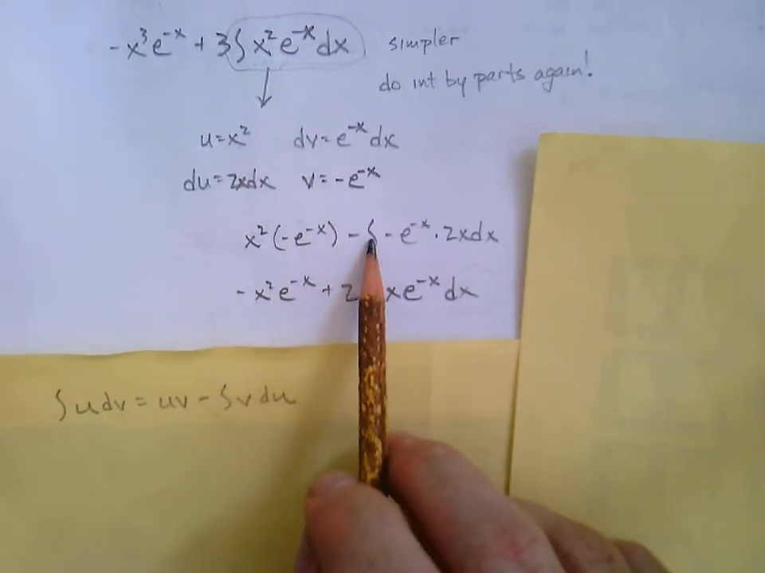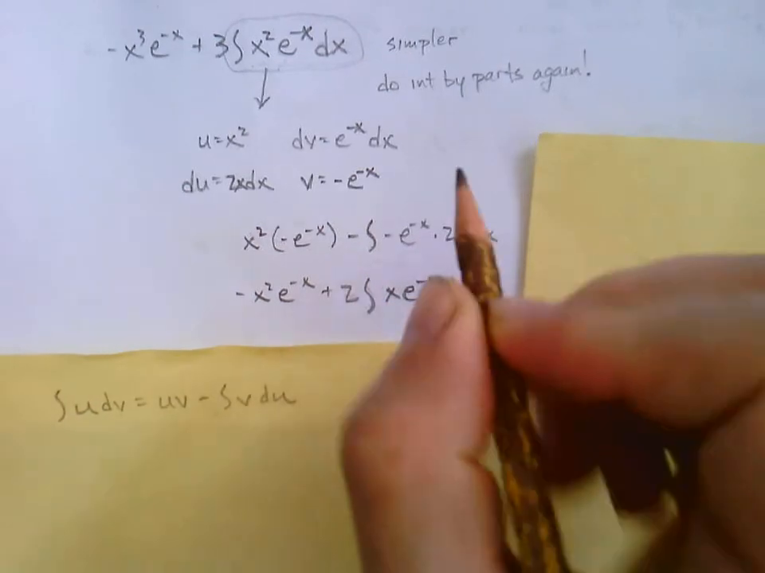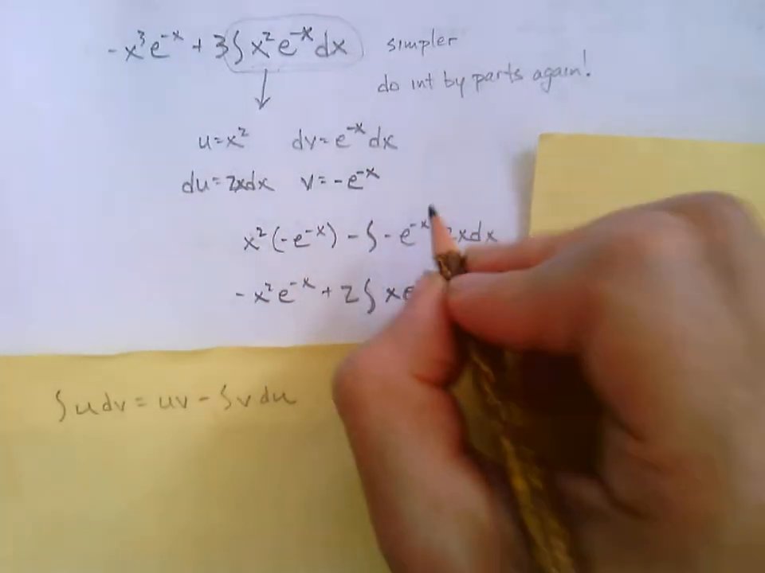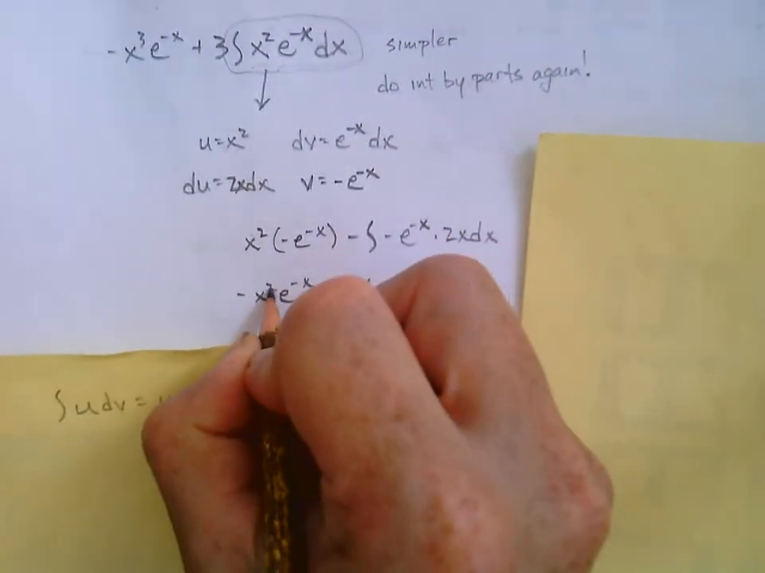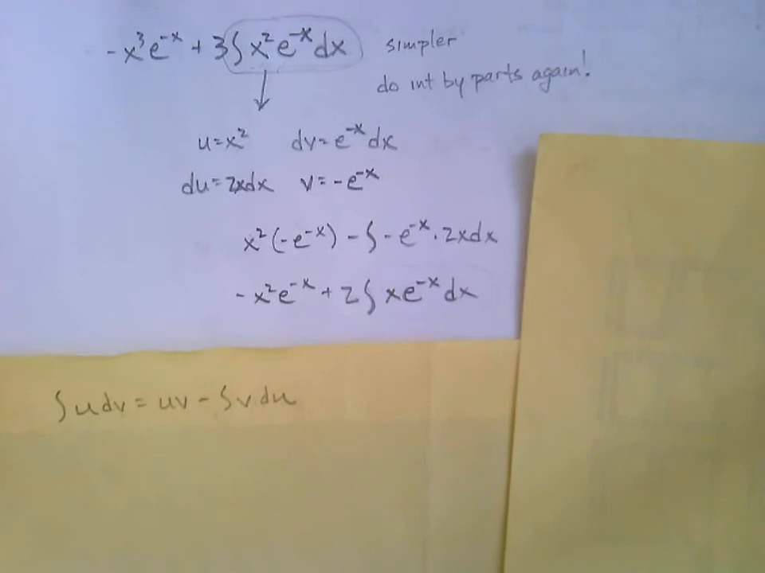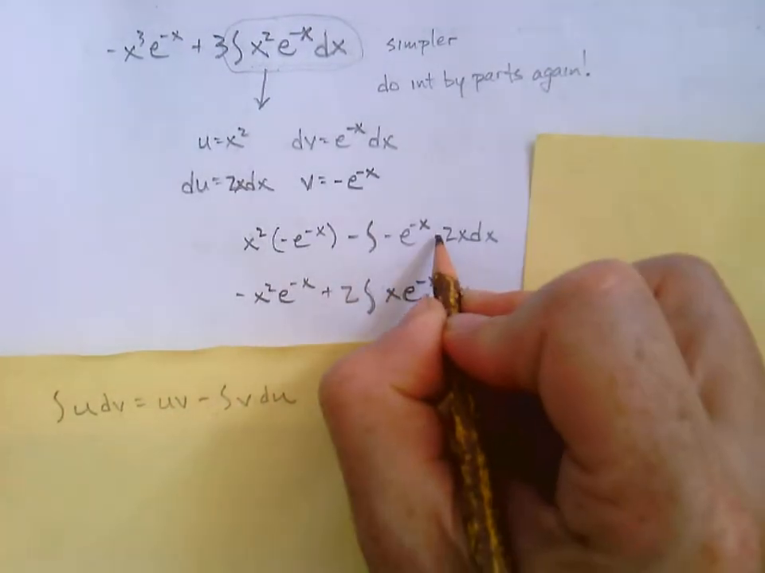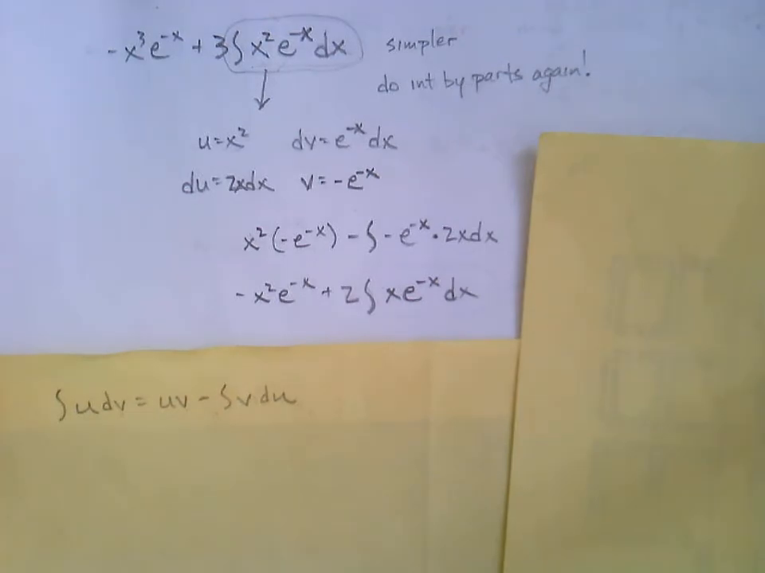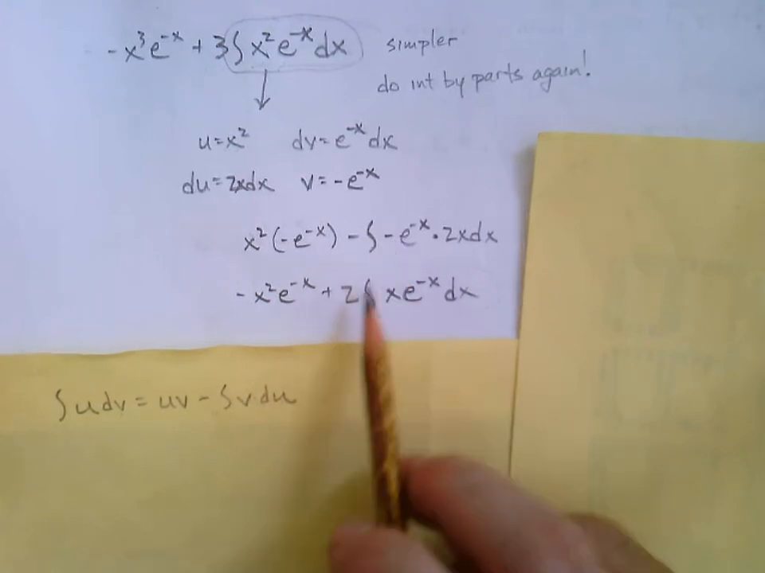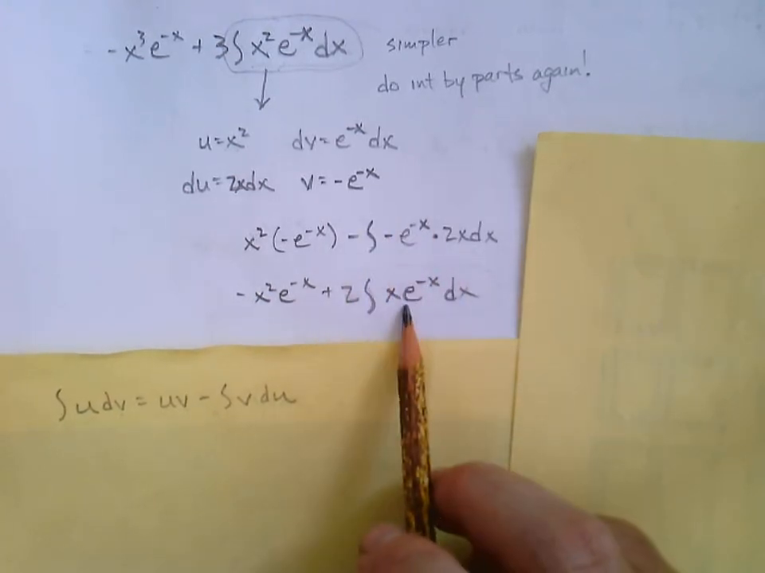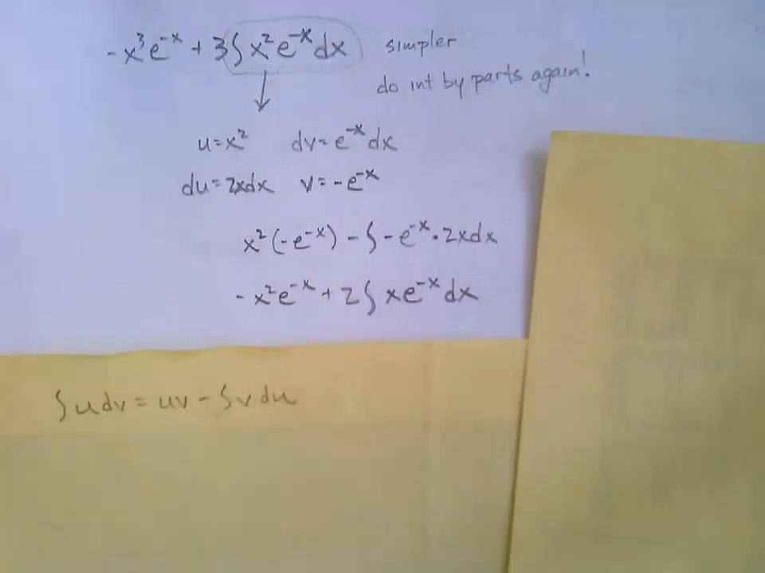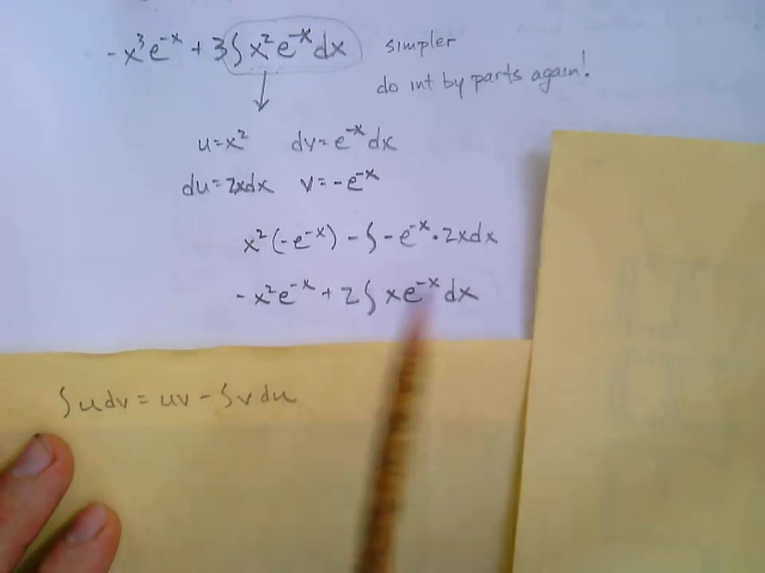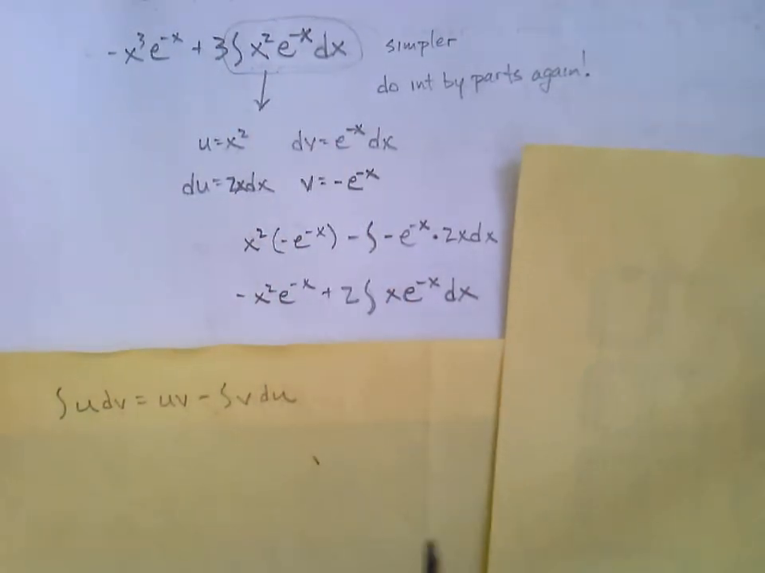uv minus the integral of v du. And then I have the simplified version down below. I'll let you just read that and copy that. Same style, just cleaning up, right? The negative comes out in front, negative, negative. Bring the 2 out. And then here we're left with x e to the negative x dx. So all of this goes right there for that integral.